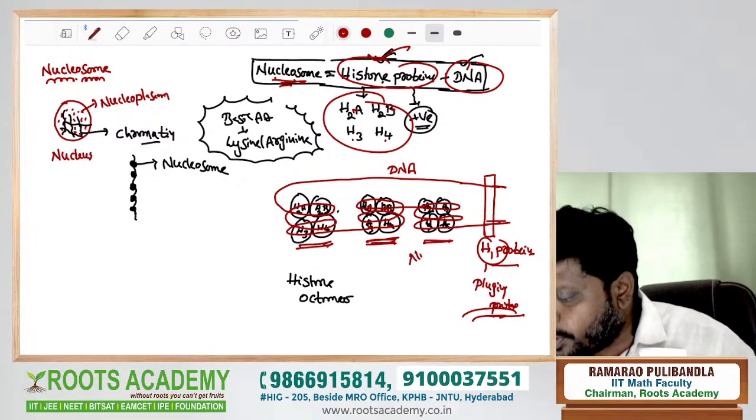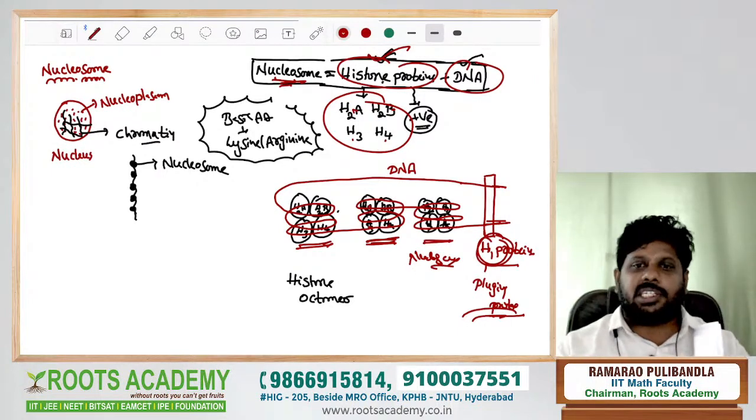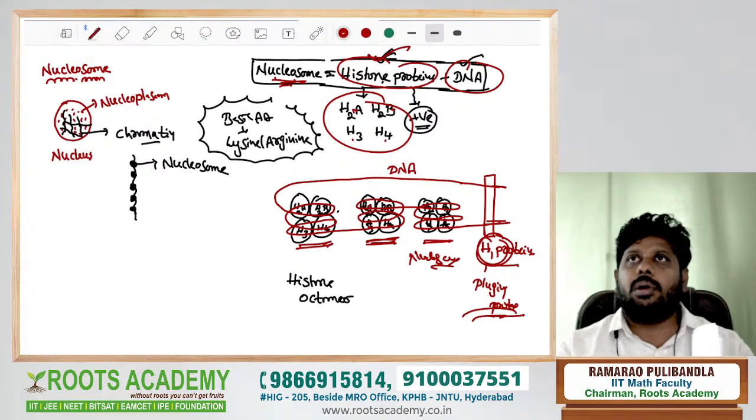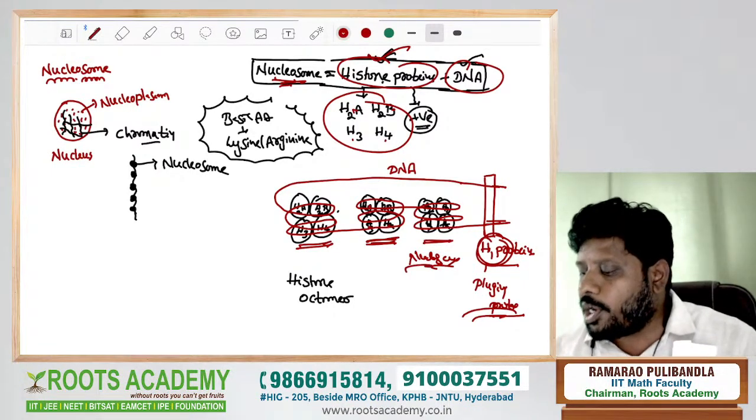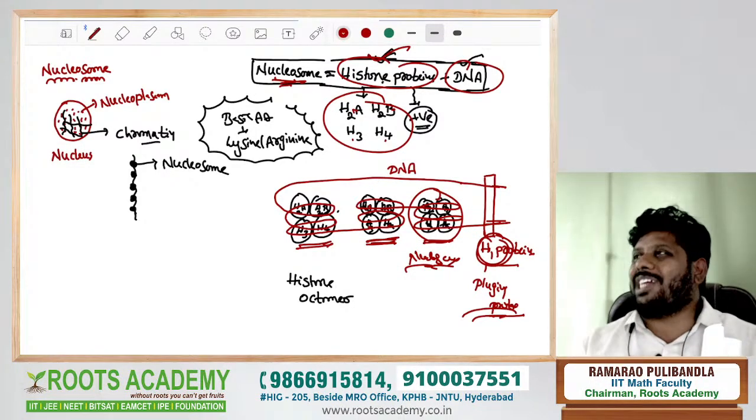So this is the nucleosome. It is here. So that's why H1 is not a part of nucleosome. In the structure of nucleosome, only 4 types of histone proteins are present, that is H2A, H2B, H3 and H4.